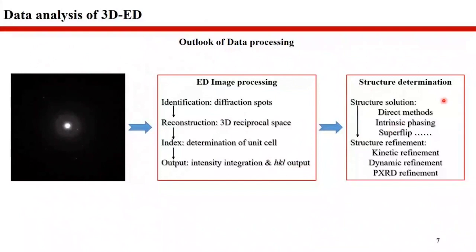For the structure determination, we use the classical crystallographic methods, such as the methods often used in single crystal XRD or powder XRD. We mainly use the direct method, intrinsic phasing or Superflip method for the structure solution. And after structure solution, we do the structure refinement. Generally, we need to do the PXRD refinement. And also for some data, we could also do the kinematic and the dynamic refinement against the 3DED data.